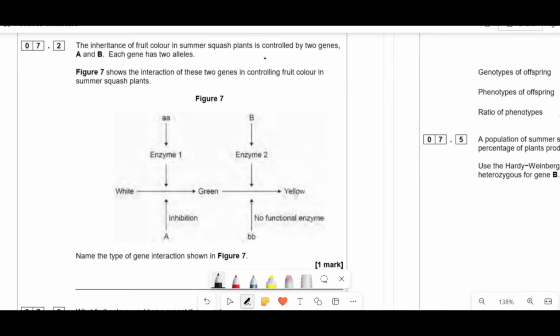So the inheritance of fruit color in summer squash plants is controlled by two genes, A and B. Each gene has two alleles, right? So it's important to appreciate that this is going to be a dihybrid thing that they're going to do if there's a cross coming up.